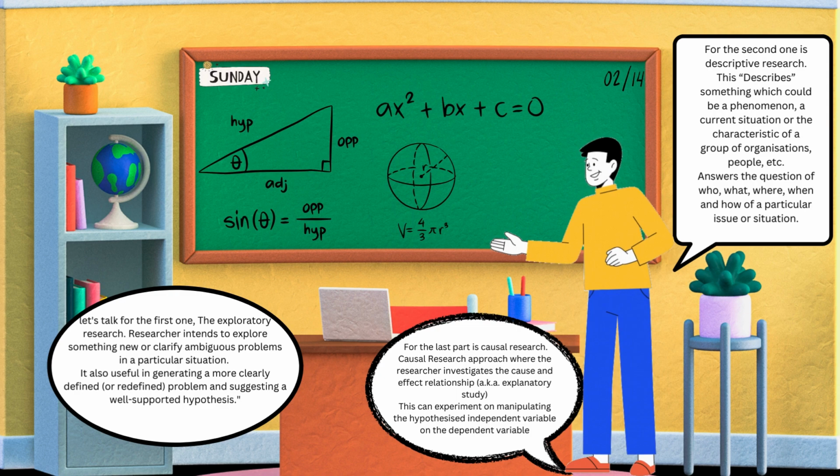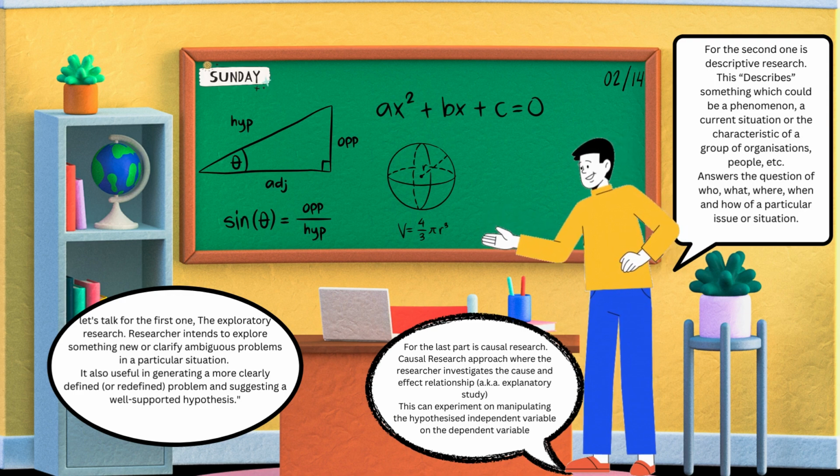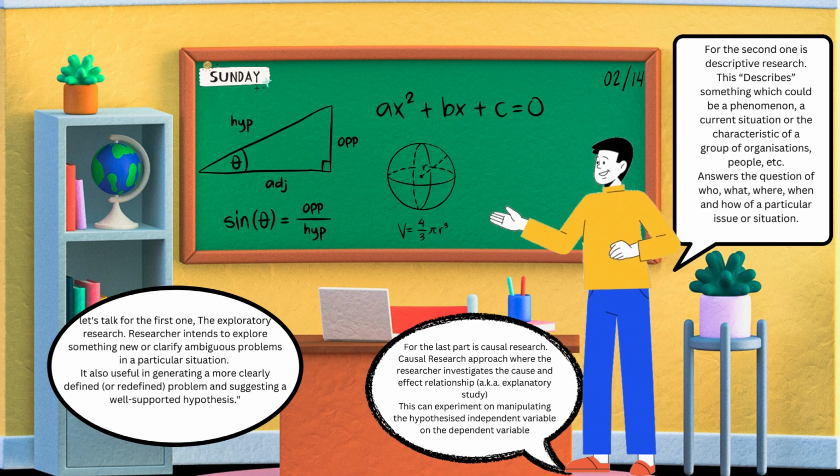For the second one is descriptive research. This describes something, which could be a phenomenon, a current situation, or the characteristics of a group, an organization, people, or someone else. It answers the questions of who, what, where, when, and how of a particular issue or situation.